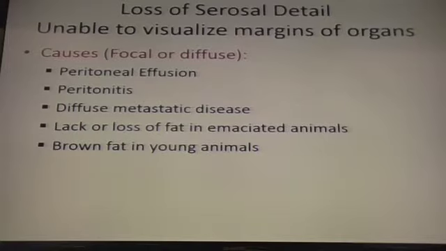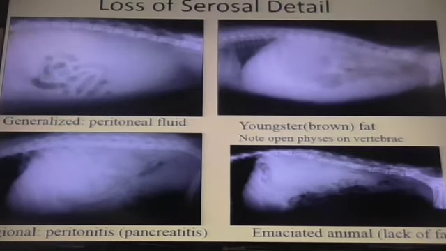Peritonitis, diffuse metastatic disease. Well, if the animal is emaciated, that's a cause because it's lack of fat. So then it's some more soft tissue. And of course, brown fat in young animals. Brown fat is more like soft tissue. So then you do not see the detailed margins. So these are some examples. I think you can picture that all of these have loss of serosal detail. You don't see the abdominal detail as well.